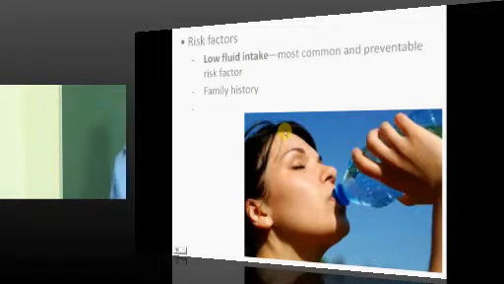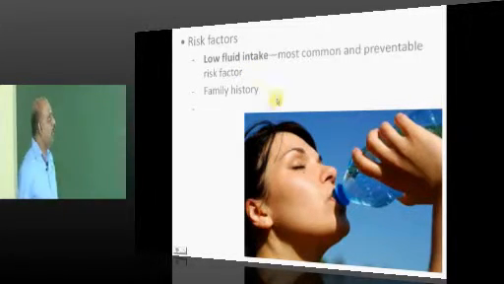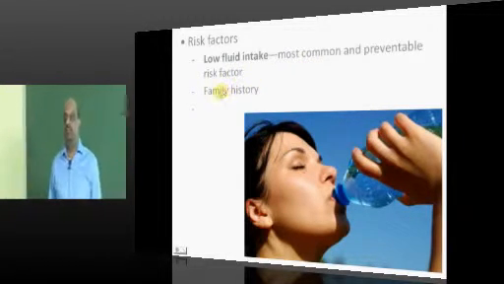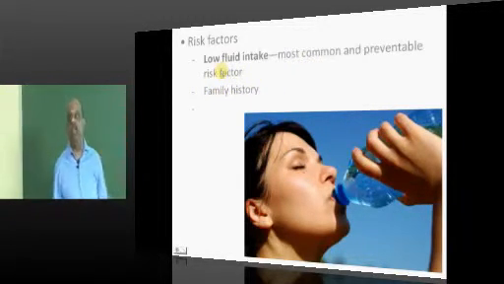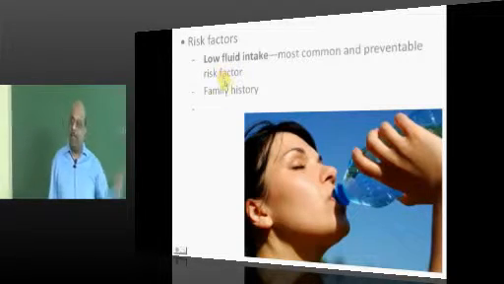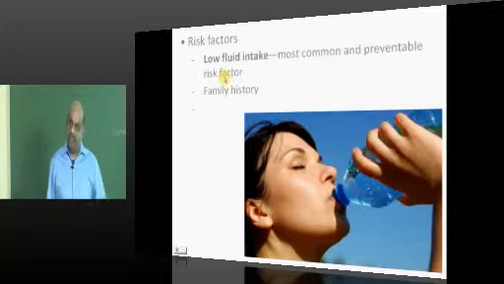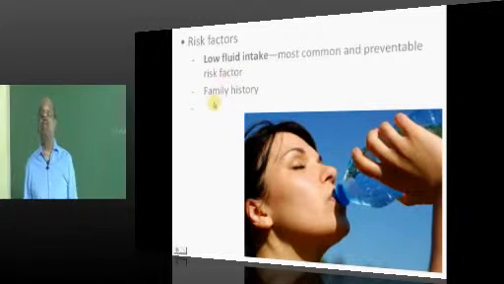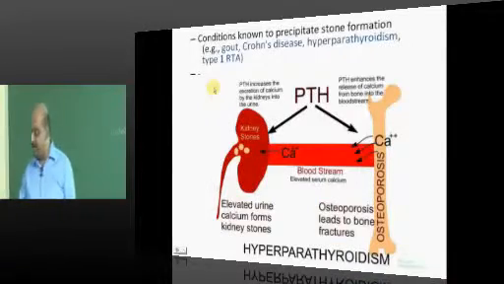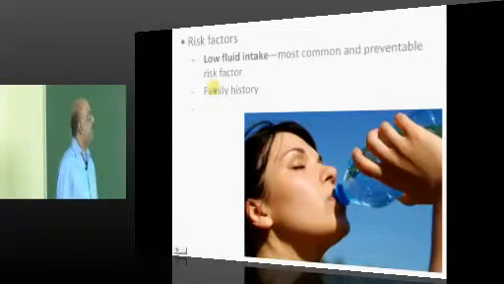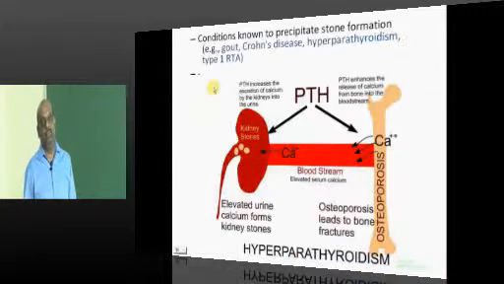What is the main risk factor, doctor? Low fluid intake is the most common preventable risk factor. But if you take high fluid intake, you will become a primary polydipsia case. If you take low fluid intake, stones are the problem. With normal fluid intake, your kidney is excreting excessively. Life is miserable. Now, the second thing is family history.